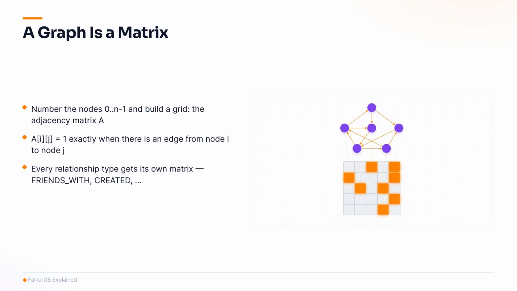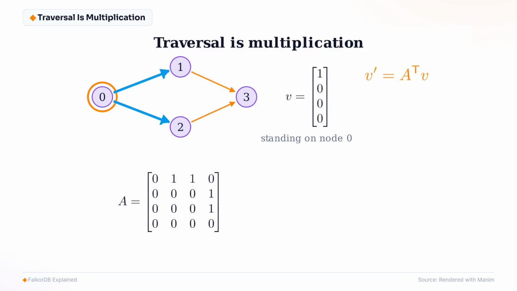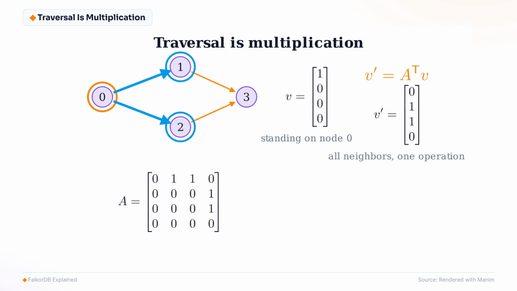And once your graph is a matrix, something magical happens. Graph operations become matrix operations. Let's see the math in action. Take a vector v with a 1 for every node you're currently standing on, your frontier. Multiplying it by the adjacency matrix, v' = Aᵀv, moves you along every edge at once. That's one single hop computed for all starting nodes simultaneously in one operation.